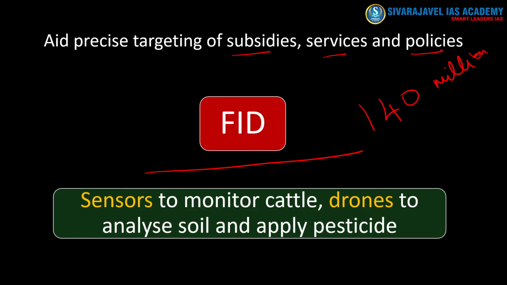Now, formal credit can help improve output and fetch better prices for agricultural products as well. So farmers' income can increase. We are already trying to double farmers' income, and this scheme will act as a supplement to that scheme. It is also supposed to have sensors to monitor cattle, and drones to analyze the soil and apply pesticide. So much technological support can be obtained using this AgriStack.